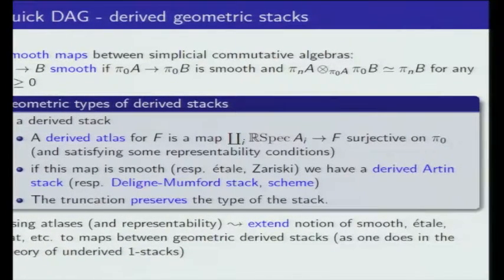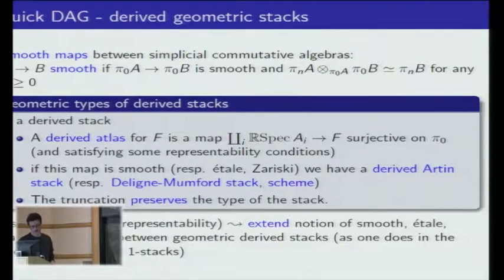And then we can define what is a geometric derived stack. So first, the derived atlas is just a map from a disjoint union of affines to our derived stack, which is surjective on pi naught, and there is some representability condition that I will not specify. If this map is smooth, étale or Zariski, then we get the derived version of Artin, Deligne-Mumford, or schemes.